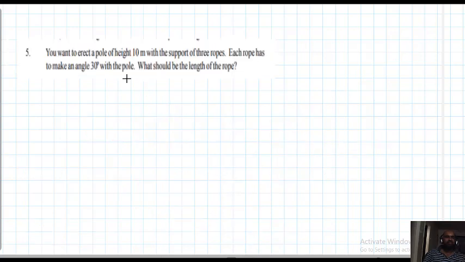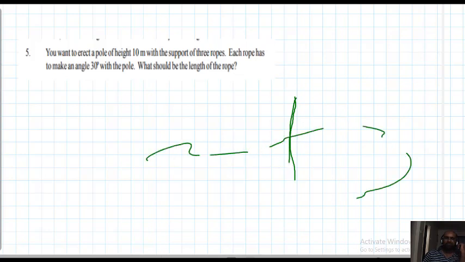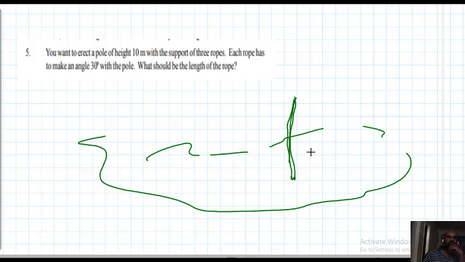Next problem. You want to erect a pole of height 10 meters with the support of 3 ropes. Each rope has to make an angle of 30 degrees with the pole. What should be the length of the rope? Interesting problem. Actually, we need to draw a 3-dimensional figure to explain, but I can't draw a 3-dimensional figure on this paper. For example, assume that this is the ground, so this is the pole that should be erected with the help of 3 ropes.